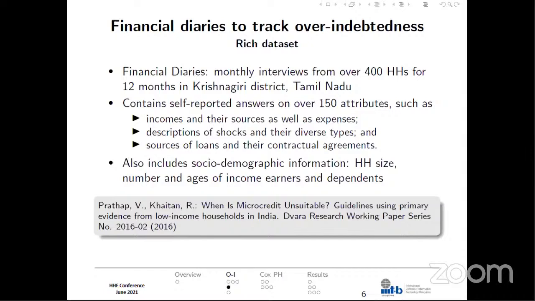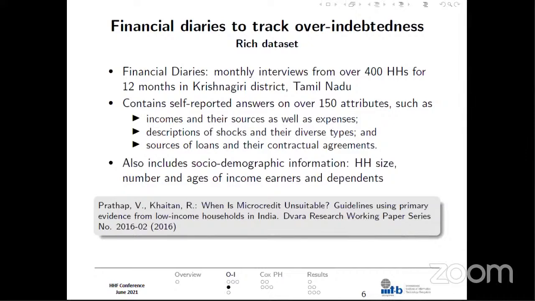So even though the answers may be self-reported, there are still many insights that can be obtained, because ultimately it is the household that is going to say whether they've either spent too much or spent too little. So there is sufficient evidence to show why financial diaries are a valid data set to work with.